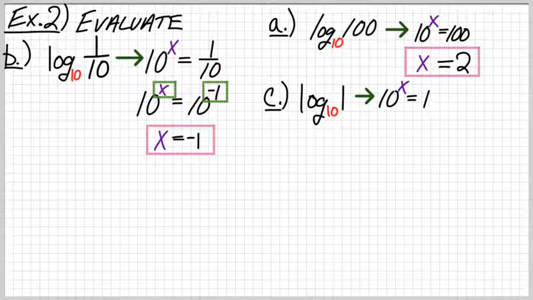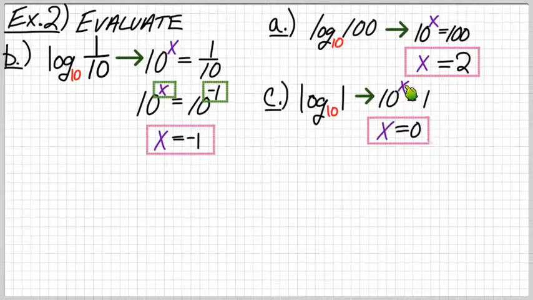And that will always be the 0 power. So anything to the 0 power equals 1. So how do we evaluate the log of 1? It's just 0.